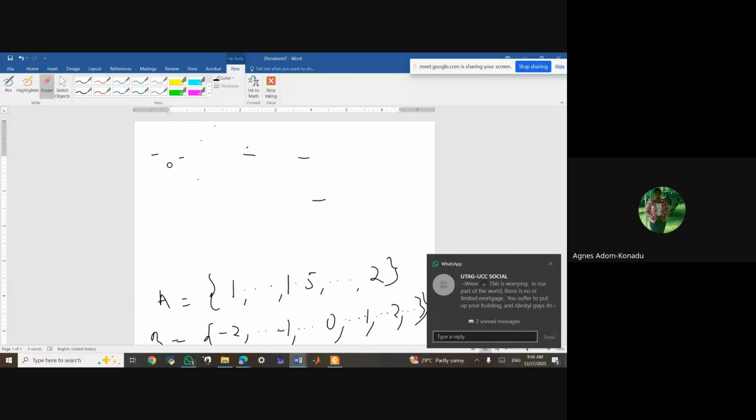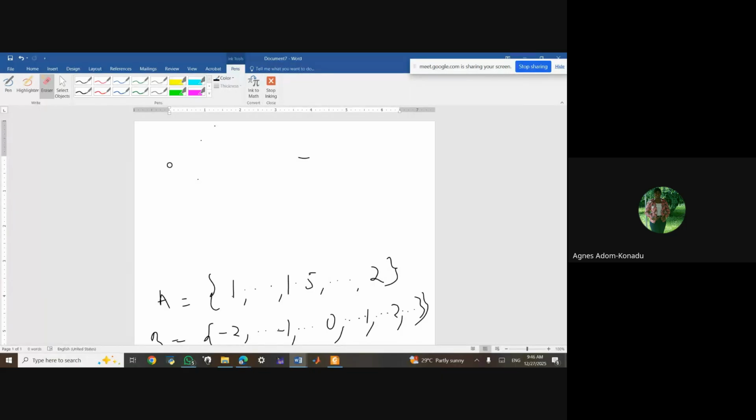Then I can also choose the last one, which is 2. So I have 2 and then -2. Still on the set, so we are not done. Then I have some points 2 and -1, some points 2 and 0, some points 2 and 1, some points 2 and 2.